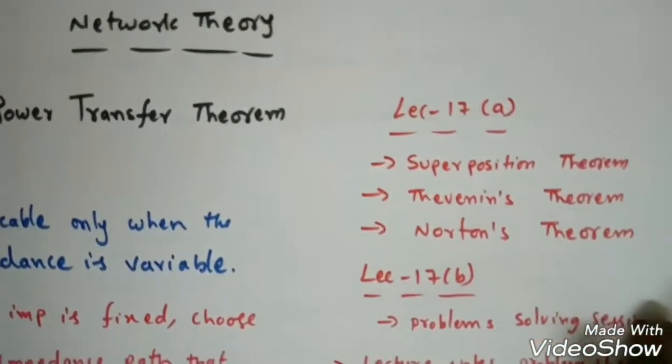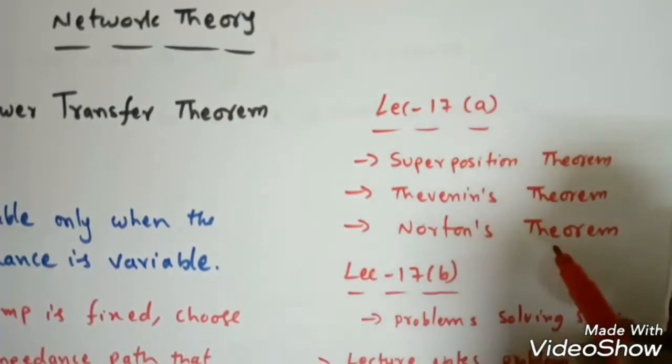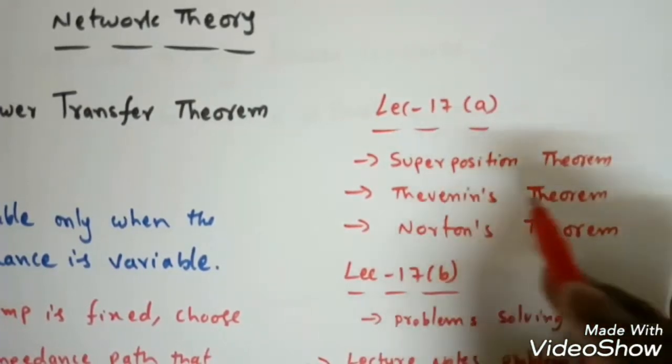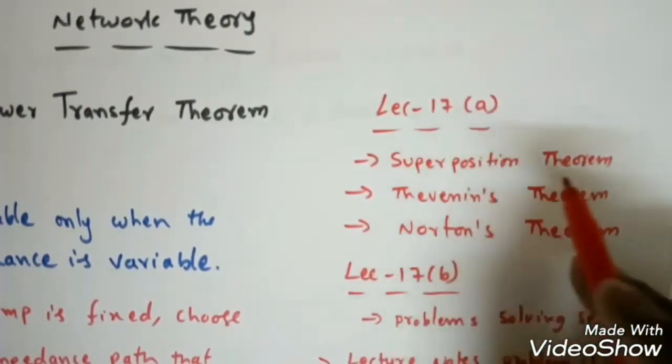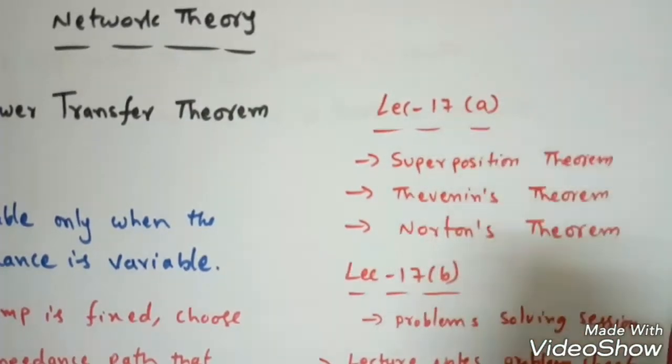In lecture 17 we have seen three theorems, that is superposition, Thevenin's and Norton's theorem, and how to find the response in a particular branch when so many independent sources, so many resistances, and dependent sources are there.